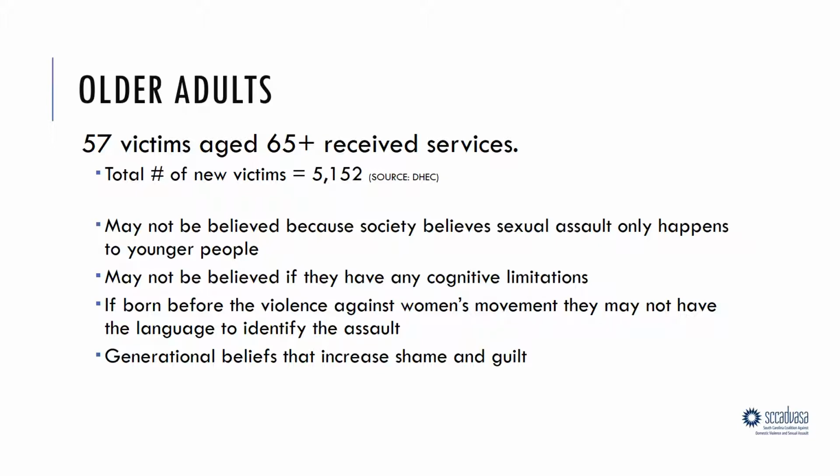Older survivors may not be believed because society believes sexual assault only happens to younger people. They may not be believed if they have any cognitive limitations. Or if they were born before the violence against women's movement, they may not have the language to identify the assault. They may also hold generational beliefs that increase their feelings of shame and guilt.